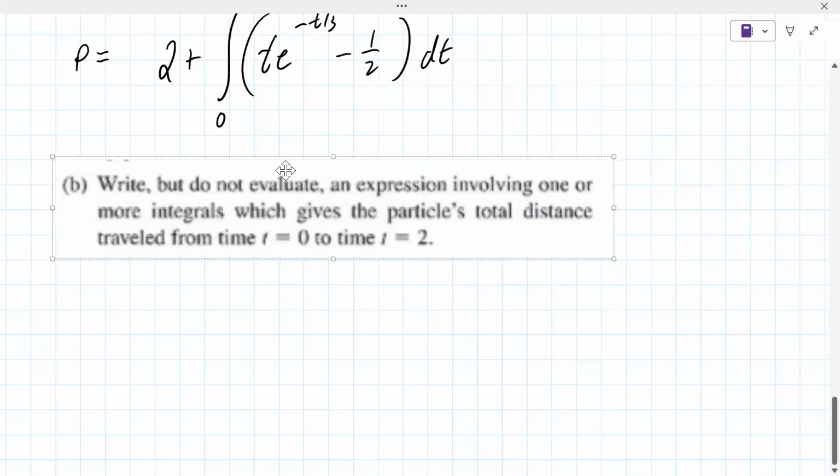Why do you think it's saying one or more integrals? What do you think's implied there? Like, I would just separate them out. Yeah, but why do you think they're suggesting that you separate them? Because I'm not sure.